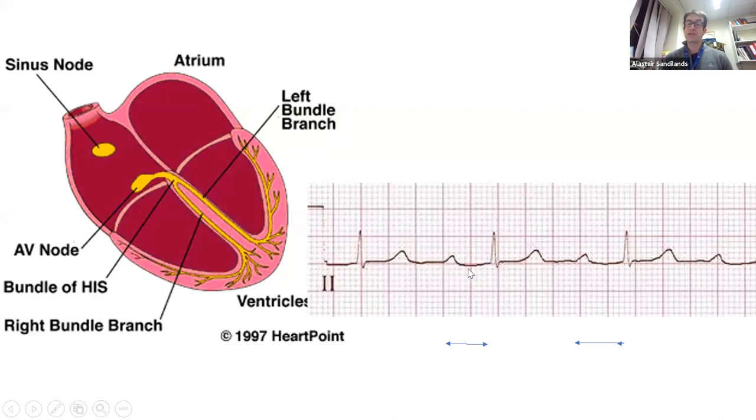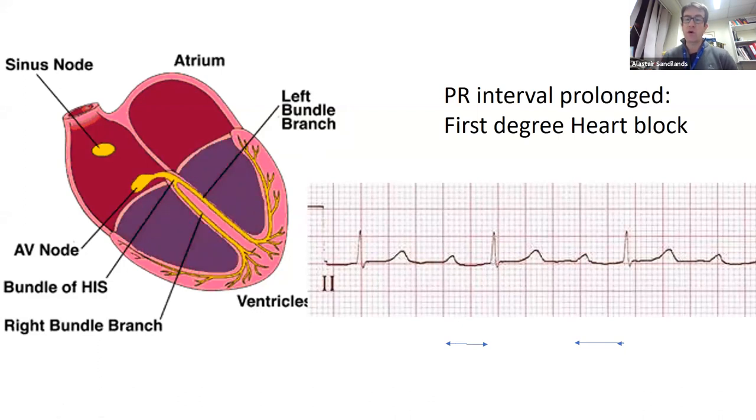And it's about 340 milliseconds here. This is what we call quite prolonged or marked first degree heart block.